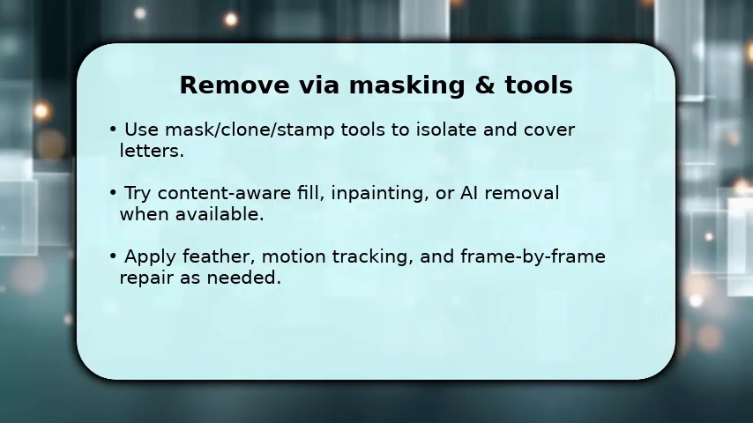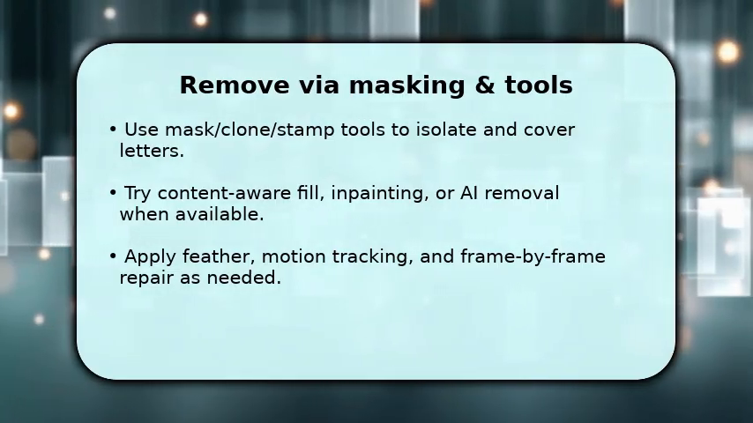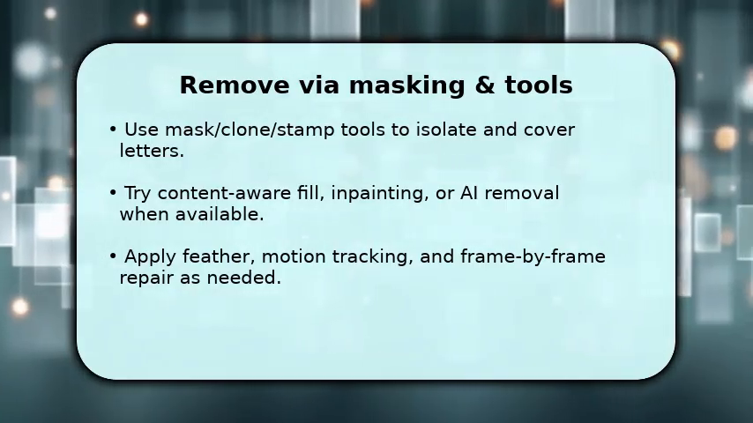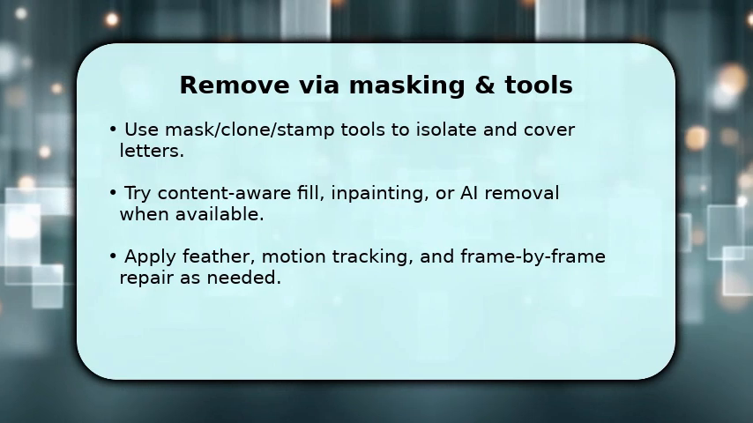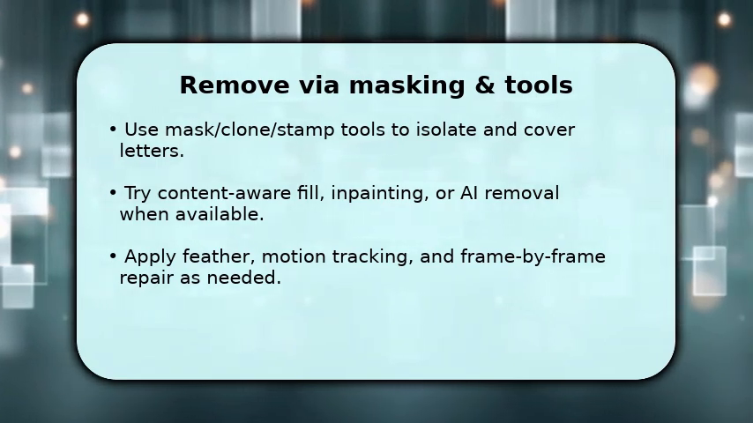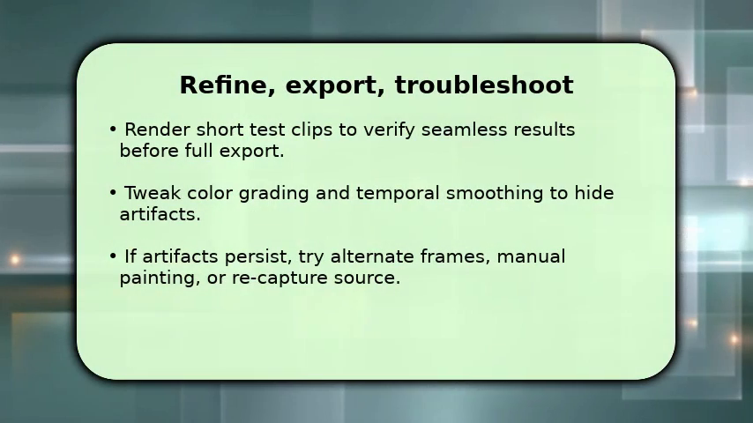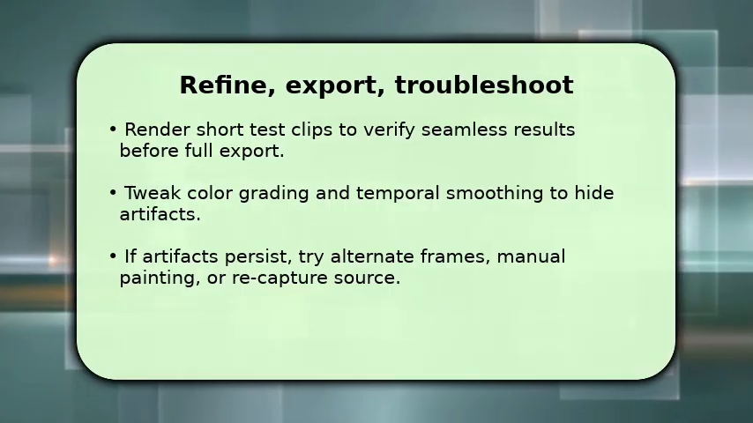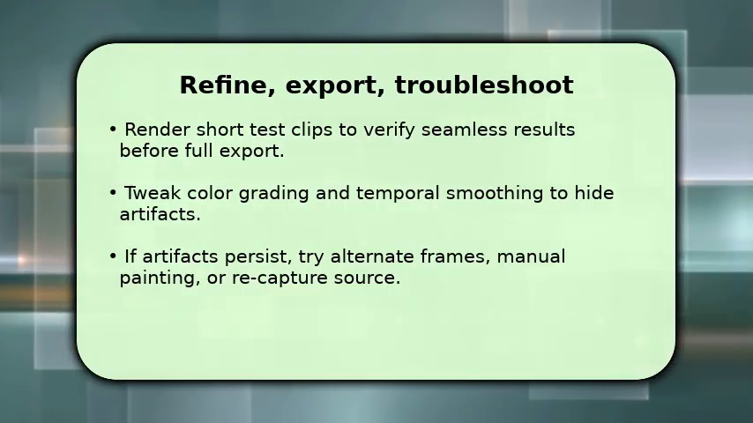Adjust feather and opacity so the repair blends. When frames have motion blur, work several frames together to avoid popping. Save incremental versions so you can revert if a technique fails. Finally, refine the repaired area with subtle grading and temporal smoothing to reduce flicker, then render short test clips at full bitrate to inspect for artifacts.